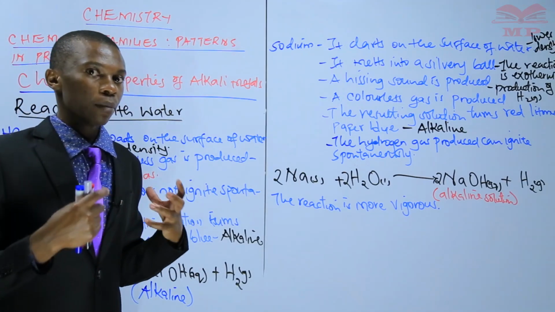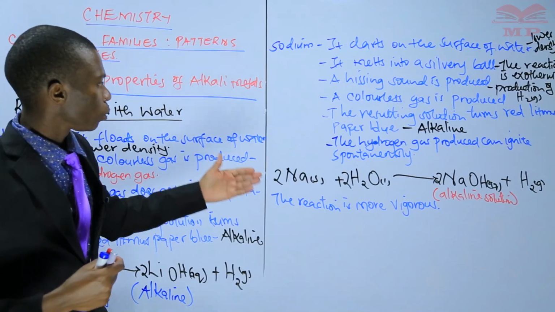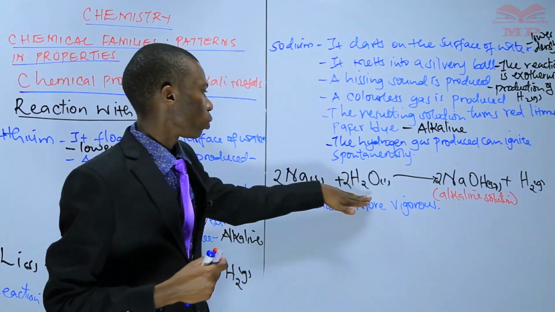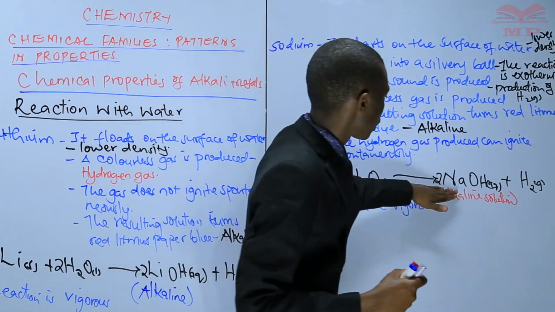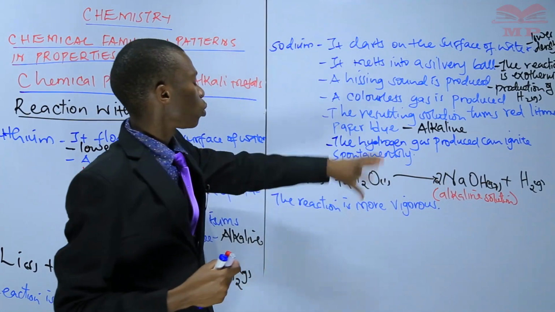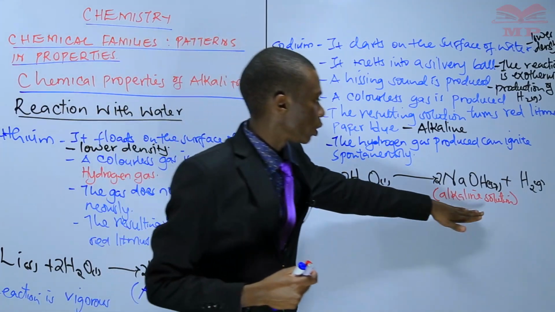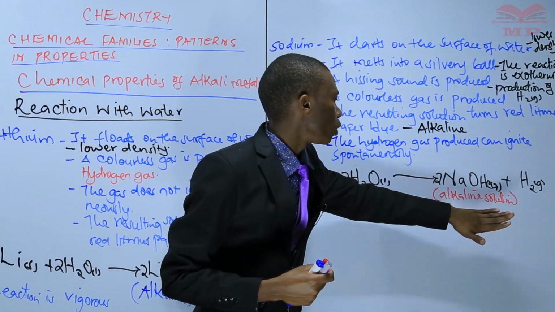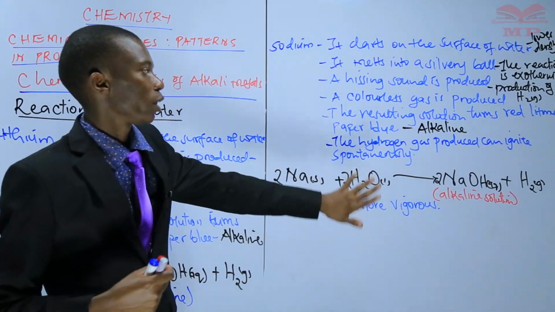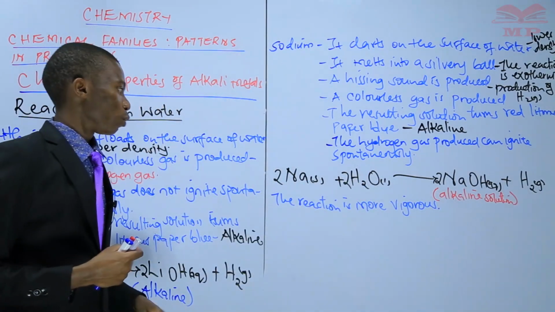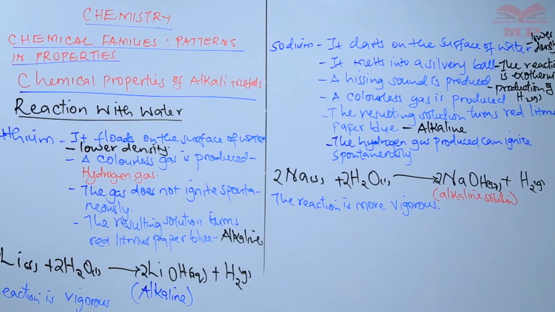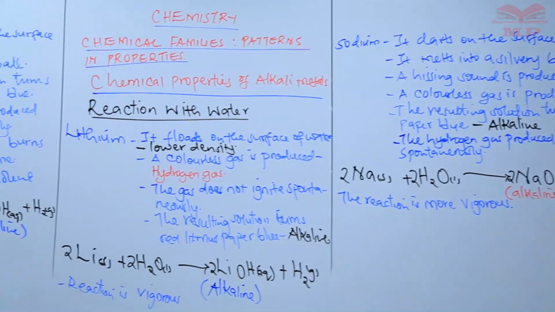Then hydrogen gas produced can ignite spontaneously because the reaction again is exothermic, and therefore it can burn. Then the equation between sodium and water: when sodium reacts with water, then sodium hydroxide is produced and hydrogen gas. So the resulting solution you are talking about is the sodium hydroxide. It is alkaline. When you place the red litmus paper in this solution, the red litmus paper will change color from red to blue. Then the reaction is more vigorous compared to lithium. Then lastly, we have potassium.